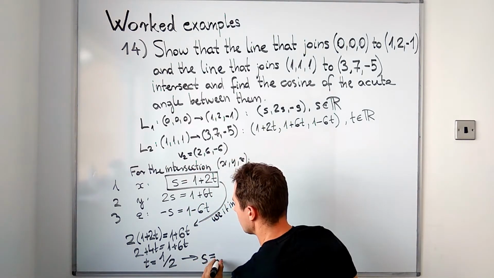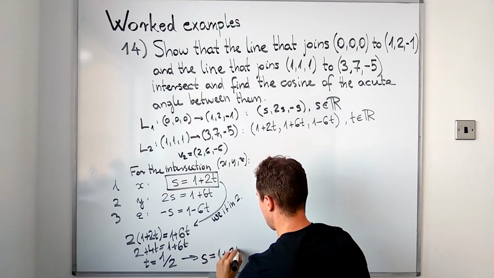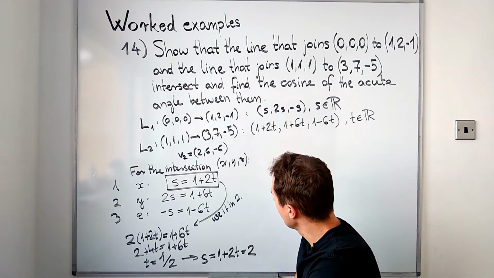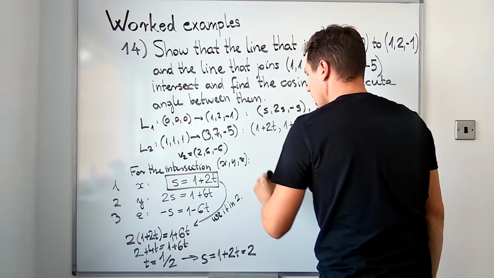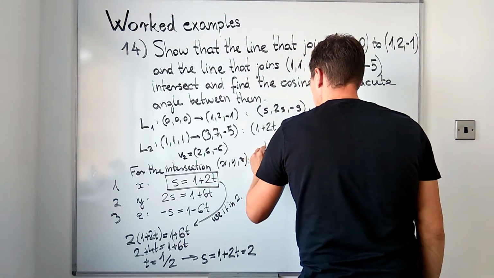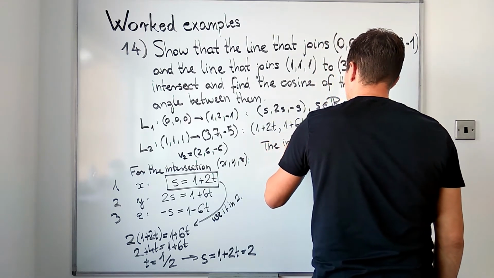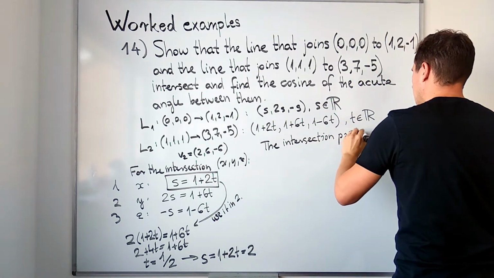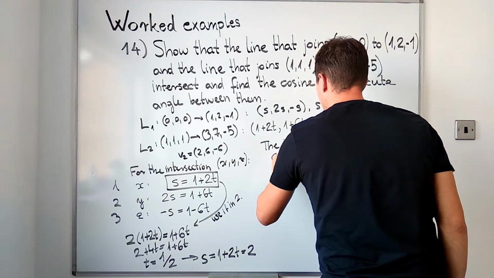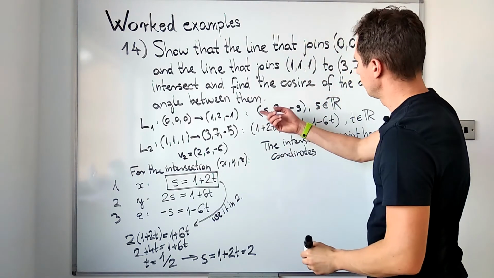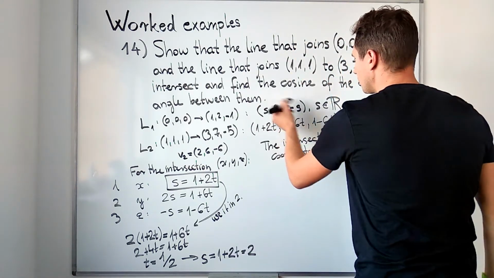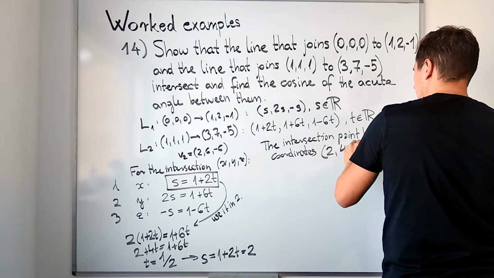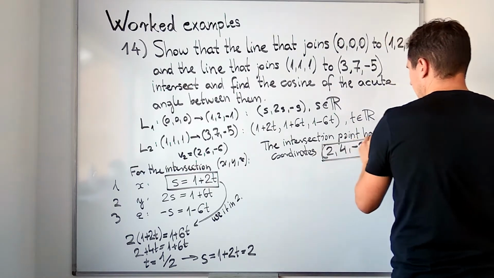s is then 1 plus 2t, 1 plus twice a half, that's 1 plus 1. So s is equal to 2. So the intersection point has coordinates that can be obtained by plugging in 2 for s in the first equation. So that's 2, 4 and -2. That's the intersection point of the two lines.